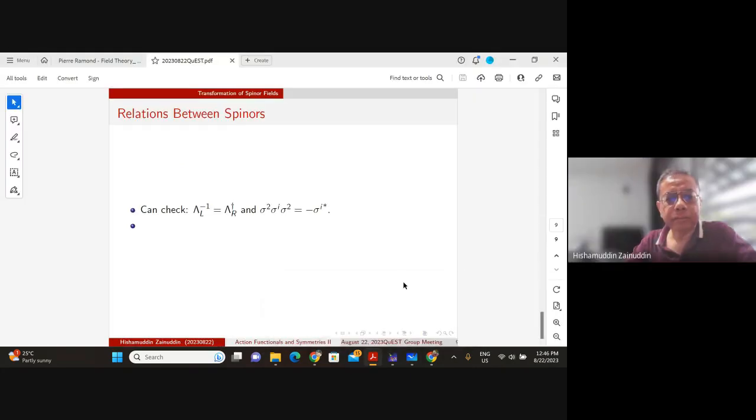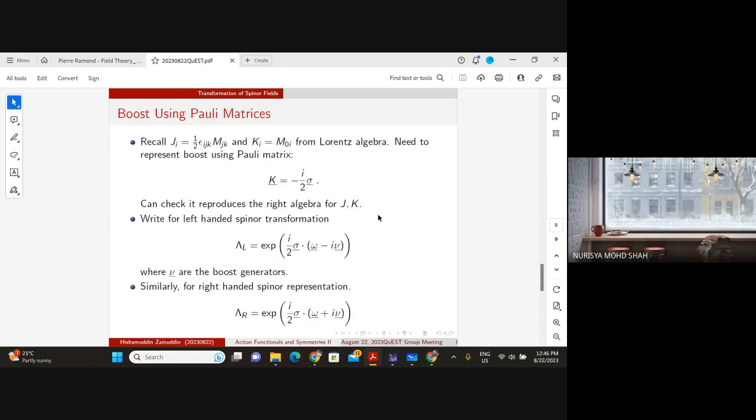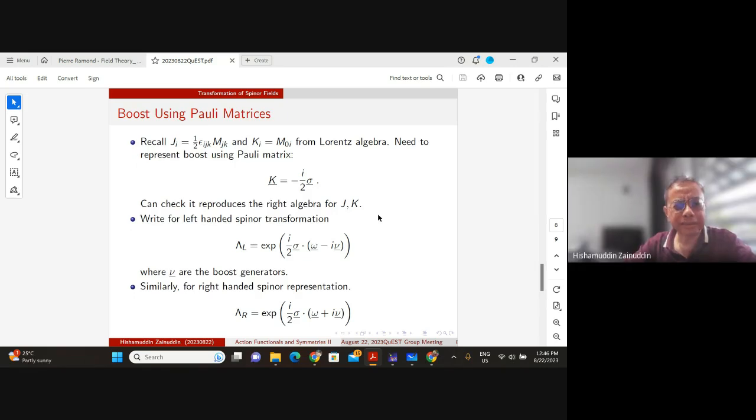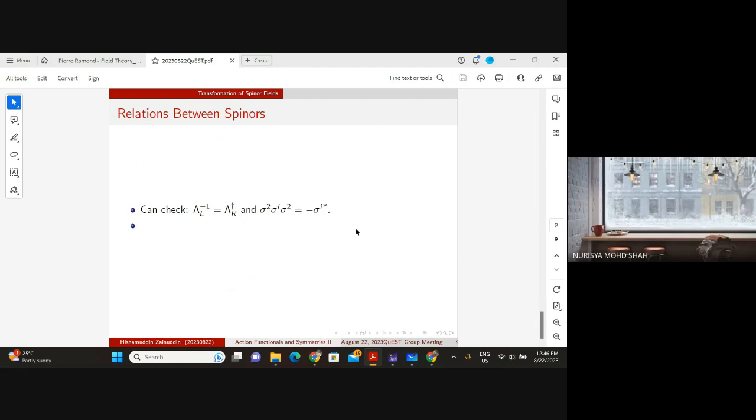Okay, this is interesting. The uppercase lambda L, your last slide. Last slide is this. So the relationship between uppercase lambda L and R, the inverse is equal to the diagonal?